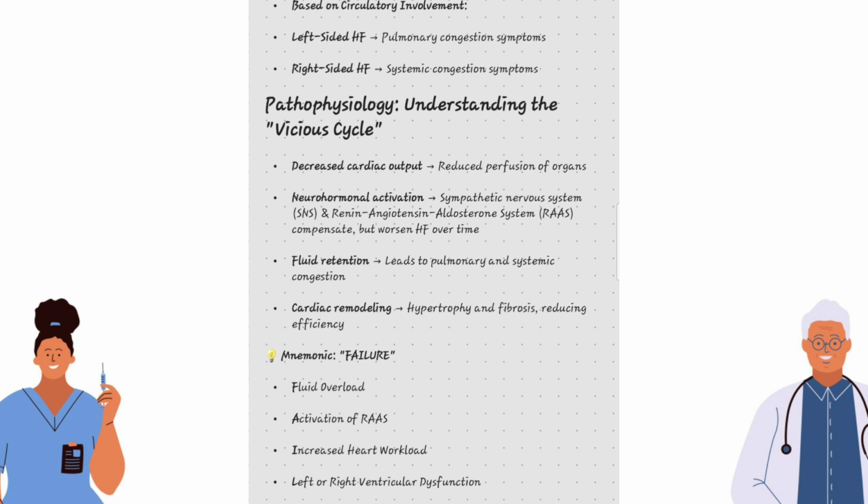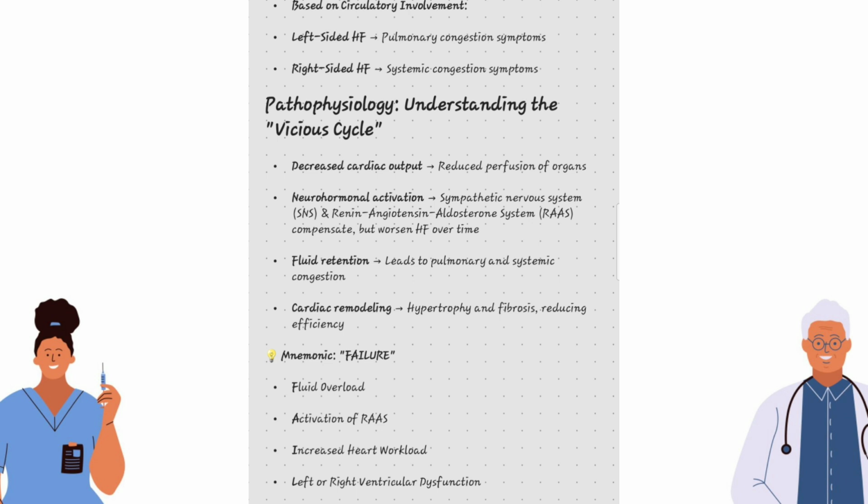Now, for us to continue, it's important that we understand the pathophysiology. What exactly causes this vicious cycle? The first thing to note is that heart failure can occur when there's a decrease in cardiac output. Whenever something causes a decrease in cardiac output, it will cause reduced perfusion to organs. Now, this will result in the activation of the sympathetic nervous system and the RAS system, which is renin-angiotensin-aldosterone. Now this will try to compensate, but in the process the heart failure worsens over time, because this is a compensatory mechanism. It cannot just continue over a long time.